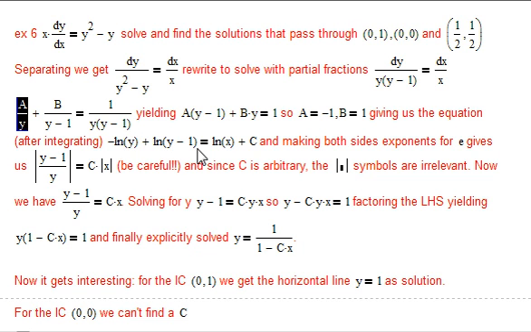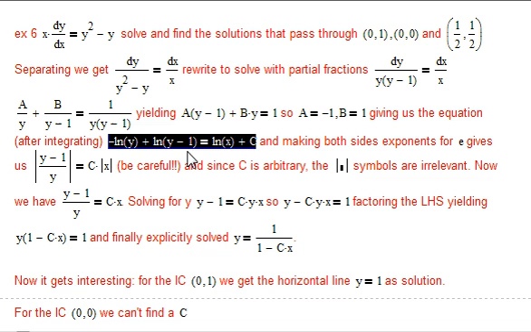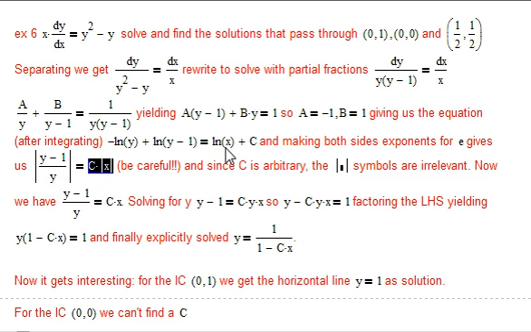Actually, I should have stuck these both in absolute value. Equals ln of x plus C, and making both sides exponents for e, we get the absolute value of y minus 1 over y. Do you remember where that came from? Property of logarithms here. This is ln of the quantity y minus 1 over y. Of course, it's supposed to be an absolute value, but I did eventually remember to put that in there. That's from a rule for logarithms, which is really a rule for exponents. Equals, now check out, C times the absolute value of x.